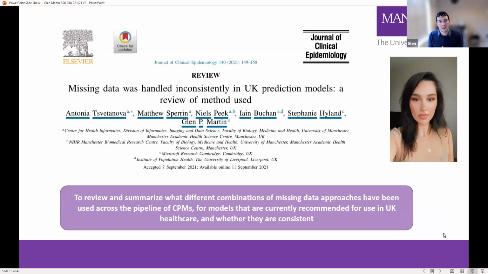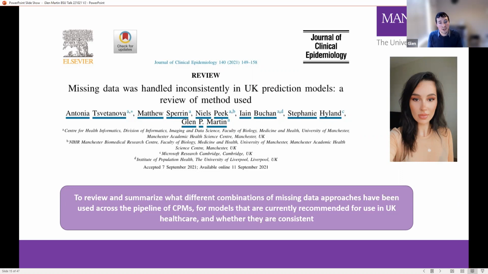So this is Antonia. Antonia is a PhD student that I work with who's investigating this topic of handling missing data in risk prediction. What Antonia was particularly interested in to start her PhD was to look at this idea of consistency in how we handle missing data across those steps of the CPM pipeline.